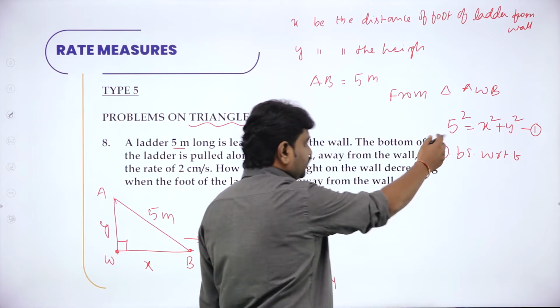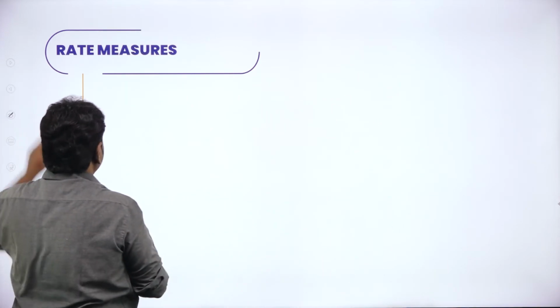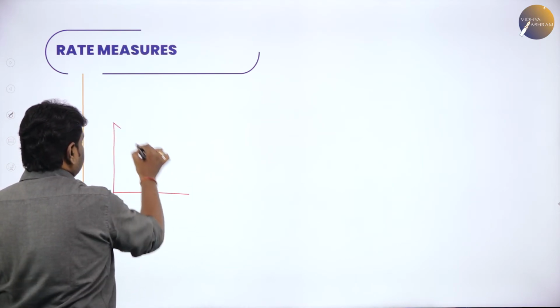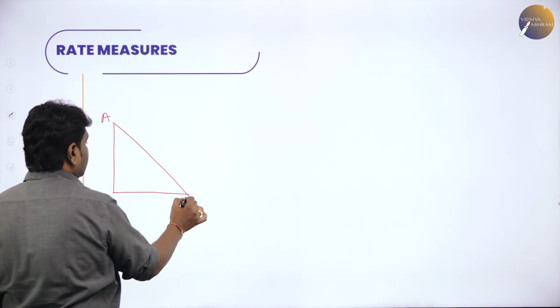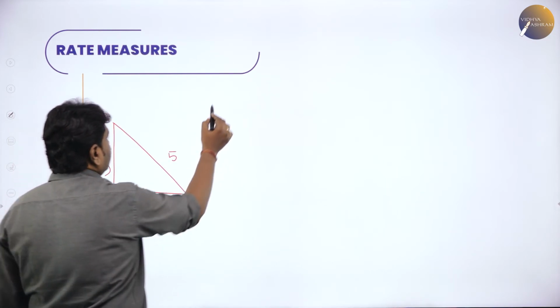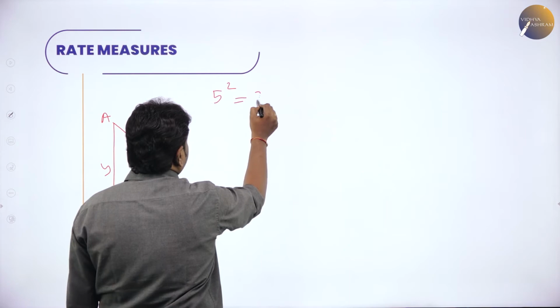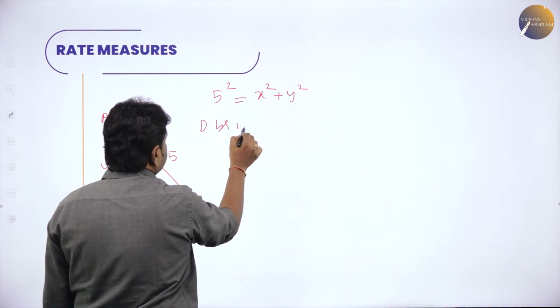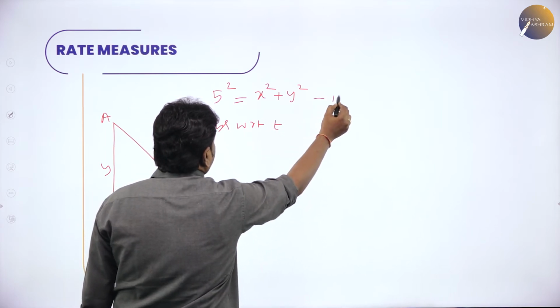And now I'll take this equation and we'll proceed. So this was the triangle we had, and here AB was the ladder, and ladder length is 5 meter, which is fixed, and this is x and this is y, and we got an equation that is 5 square is equal to x square plus y square. And now I'm differentiating with respect to t. Differentiate both sides with respect to what? T. I'm calling this as 1.